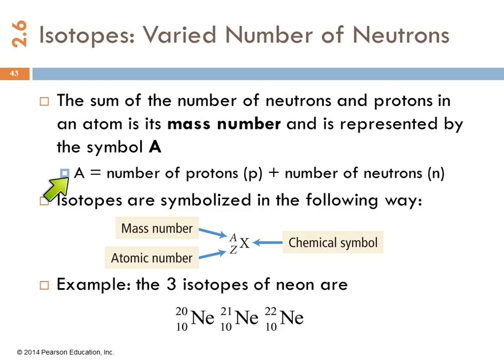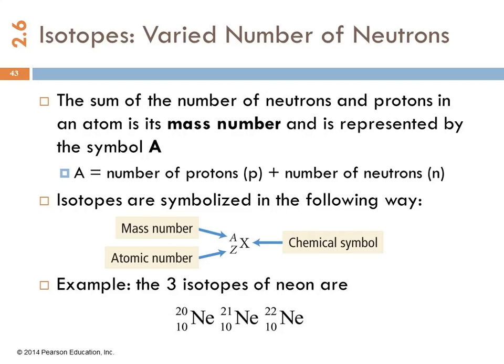Anyway, the mass number is the total of massive particles, the protons plus the neutrons. So it's going to be a whole number. And we have several different ways of identifying the different isotopes. This is one way. It's sometimes called a nuclear symbol. Here, X represents the chemical symbol for the element. We put the mass number on top and the atomic number on the bottom. So those 3 isotopes of neon would be indicated like this. This one has a mass number of 20.